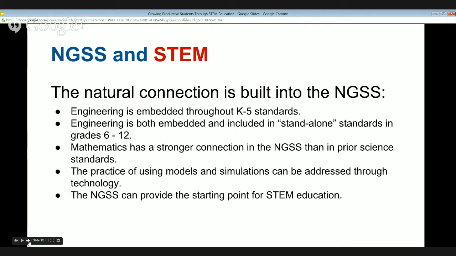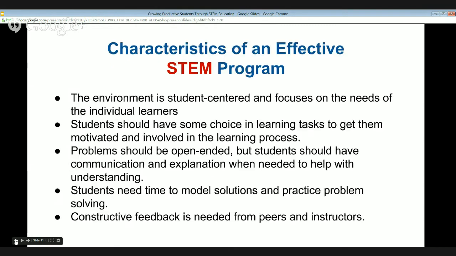Let's take just a few minutes and think about this. I'm going to give you 2 minutes. I'll go back to this slide. Think about how you could begin to implement this in your classroom. You have 2 minutes to think about this part.